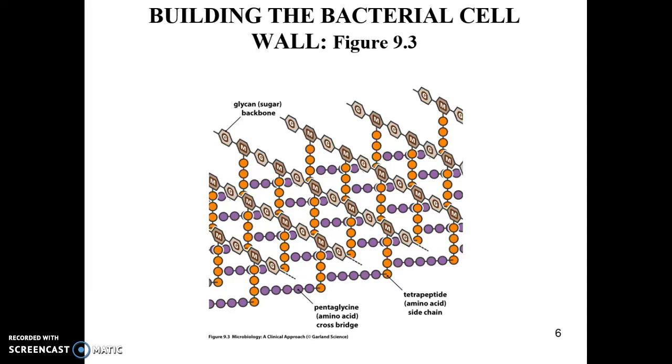This is a picture from a different textbook, and I just like it a little bit better. You've got the sugar backbone here of the G and the M repeating subunits, but then there are 2 types of cross-linking components. The tetrapeptide amino acid side chain in the orange or tan color, and then the pentaglycine amino acid cross bridge, where you're going to have 5 amino acids. And this just creates a very tight network of structural components that gives structure to the bacterial cell wall.